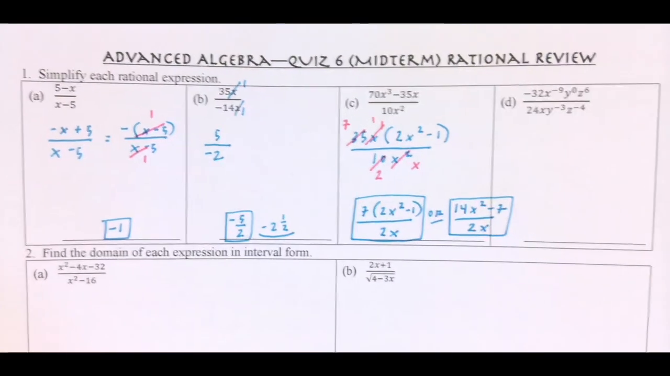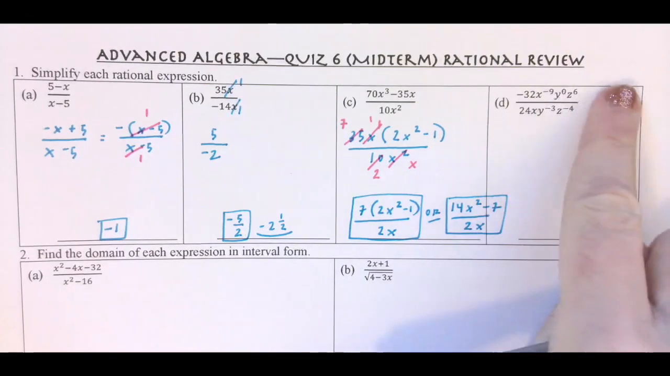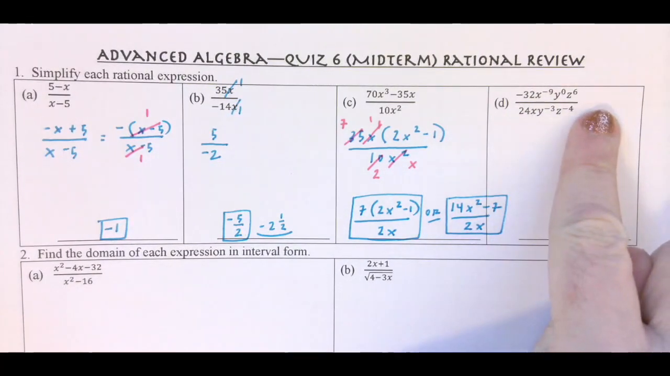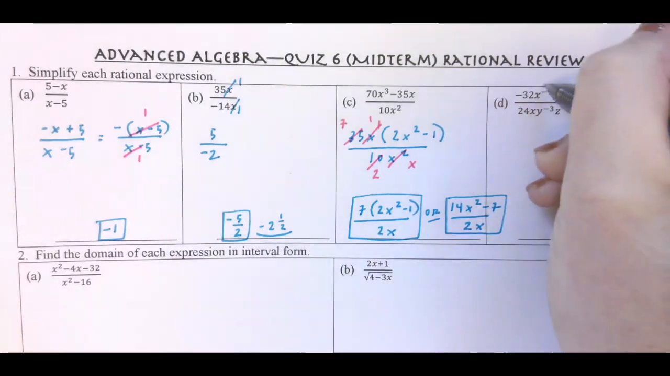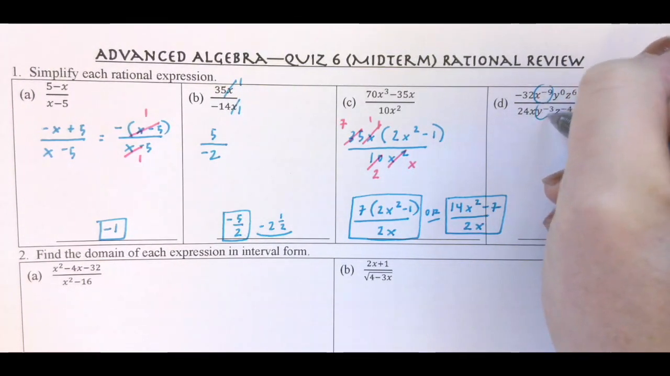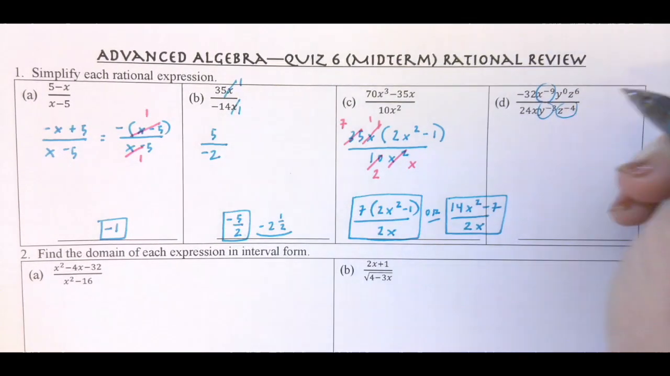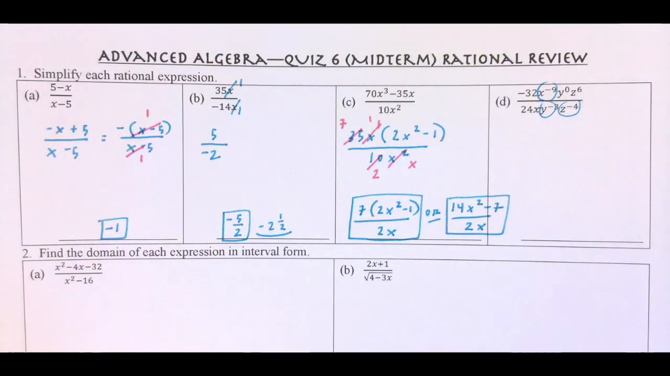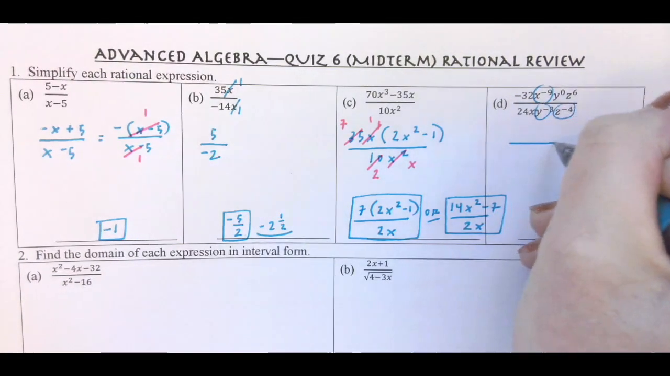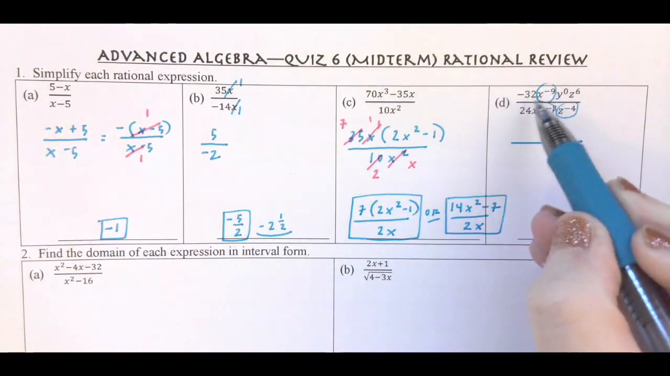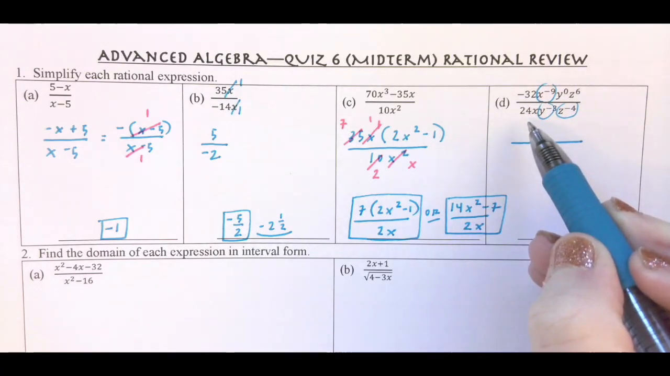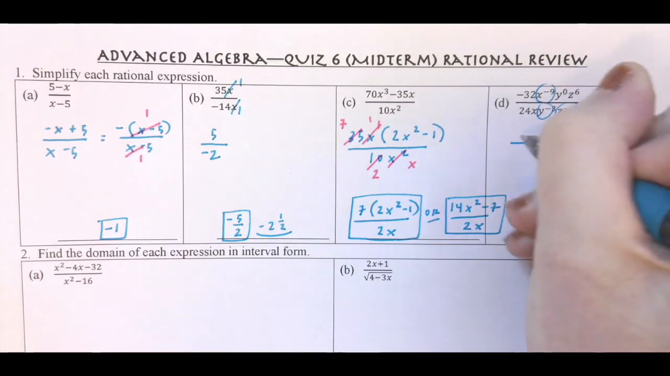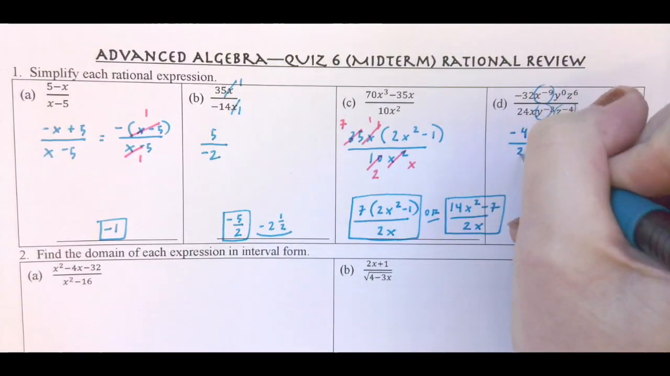Okay, next up here, we see a monomial over a monomial. So the first thing that I think to resolve are all of those negative exponents. I'm just going to draw attention to all of them just to see clearly. I'm going to move them to the other side and make them positive. So let me draw out a big fraction bar. First, if I look at that negative 32 and the 24, they are both divisible by 8. So I see a negative 4 over 3.